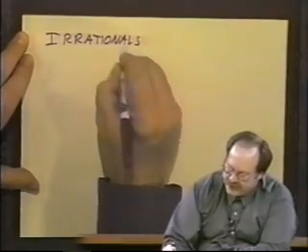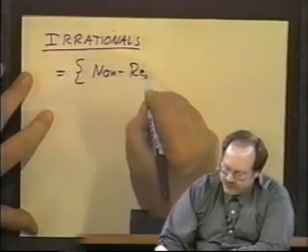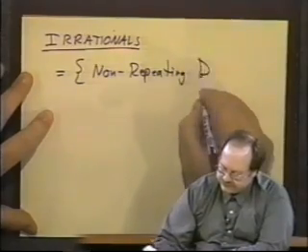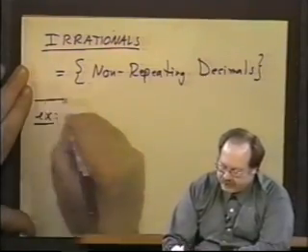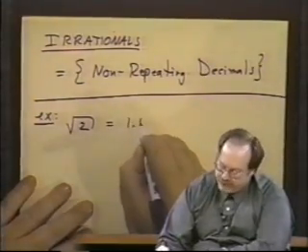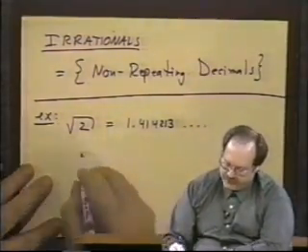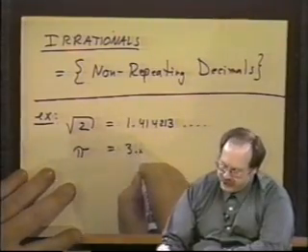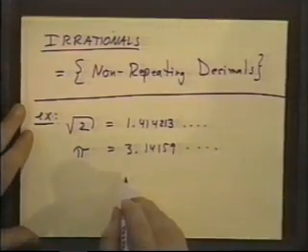Well, it makes it easier to guess what the set of irrationals might look like. The set of irrationals, which doesn't have any standard symbol, would be the set of non-repeating decimals. So, for example, in that set of non-repeating decimals is the number square root of 2, which is a famous irrational. It starts off 1.41421, etc. There's another famous irrational, pi, which you probably know, 3.14159 dot dot dot.